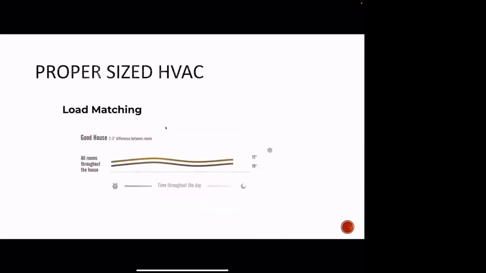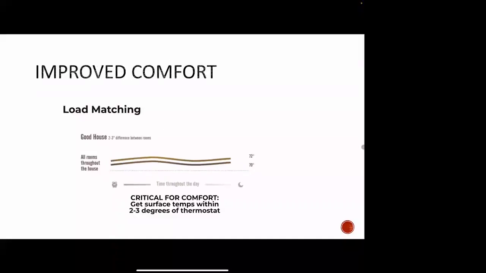A properly sized HVAC system with good, proper load matching will actually look more like this graph here. A little bit more even, a little bit more consistent, a little bit longer runtime, a little bit more efficiency out of that furnace or air conditioning system or heat pump that we're putting in, and a happier homeowner. What that also does is it's critical for comfort. The longer run times on that piece of equipment will get the surface temperatures up. And when the surface temperatures are within 2 to 3 degrees of the thermostat, you are at ultimate comfort for that homeowner and minimal complaints.